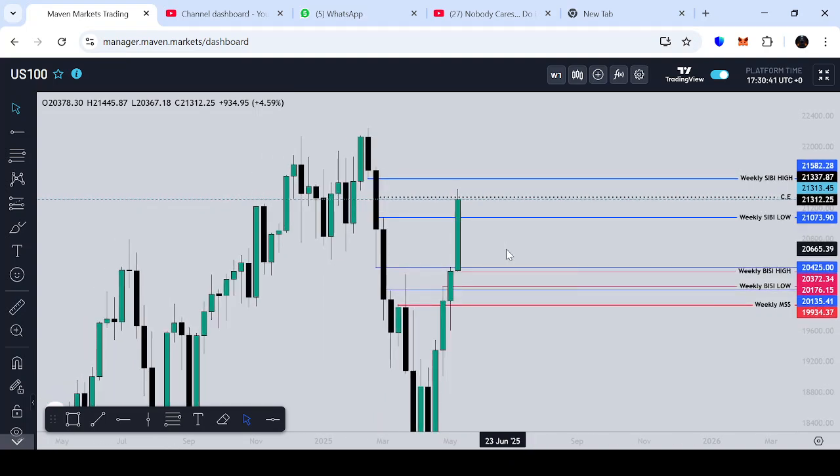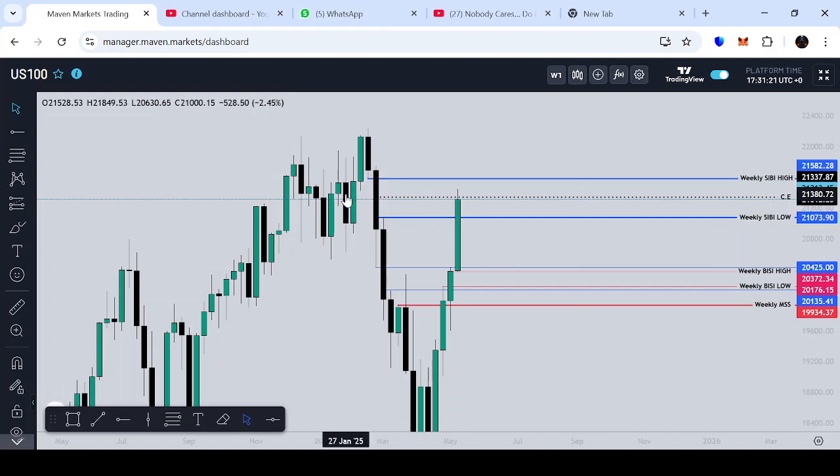So last week, that's yesterday, being Friday, we could see how we traded up to this weekly CE, consequent encroachment. That's sell side imbalance, buy side inefficiency, between the order block's low and this candle's high. You see the price action run up inside the consequent encroachment. That's the 50% of this inefficiency.